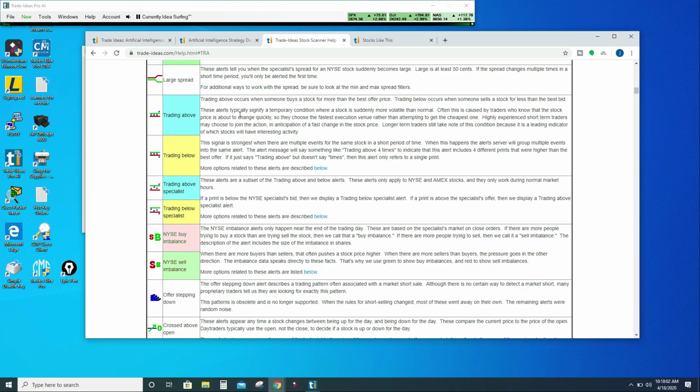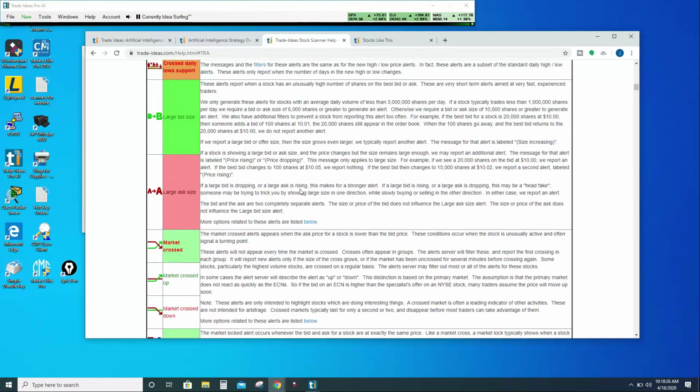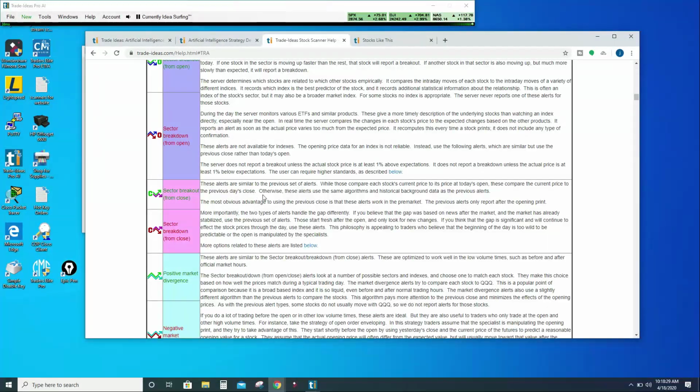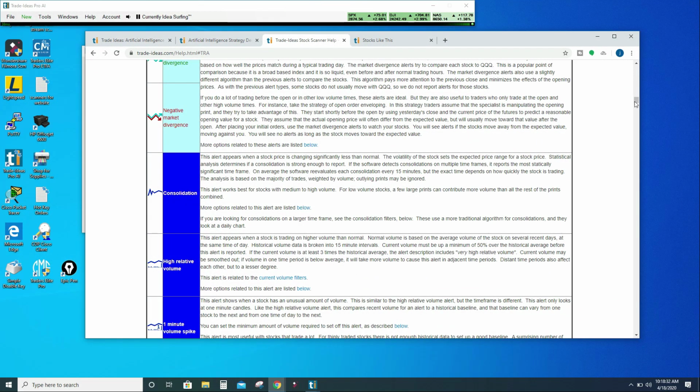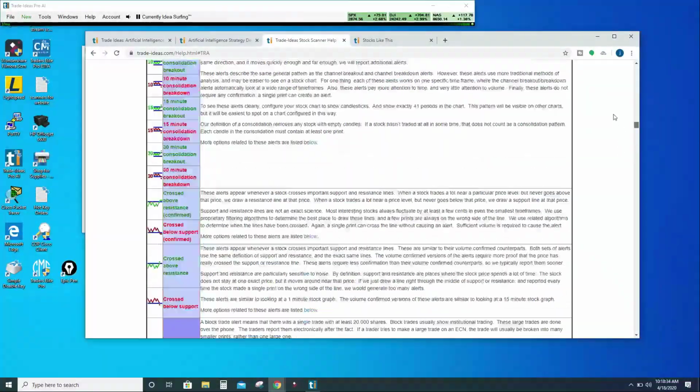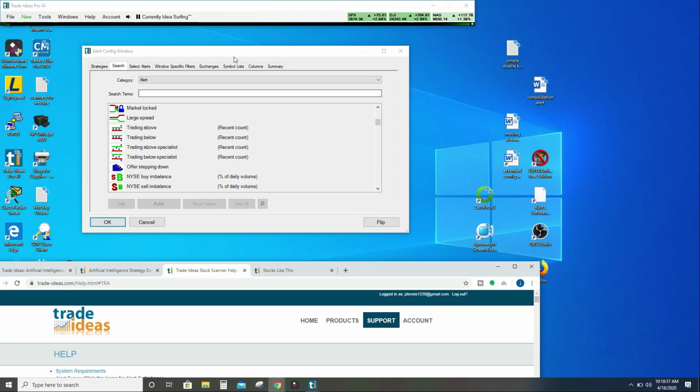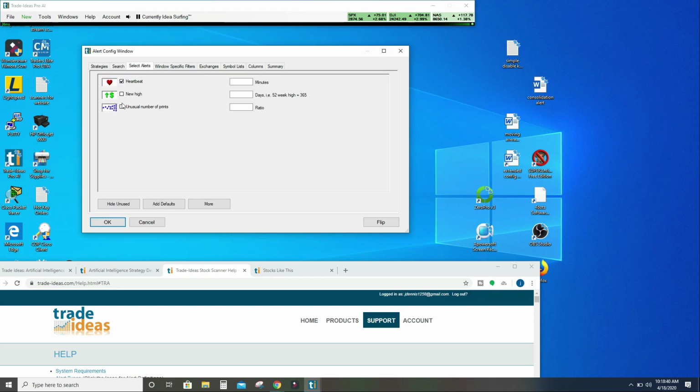All right, so that alert typically signifies a temporary condition where a stock is suddenly more volatile than normal. So it's often caused by traders who know that the stock price is about to change quickly, so they choose the fastest execution venue rather than attempting to get the cheapest one. All right, so this is a very short-term strategy, probably used more for breakout trading if you're into that kind of thing. All right, so again, there's all kinds of definitions here. If you're not sure of what a filter exactly is, then come over to this page and it'll show you.